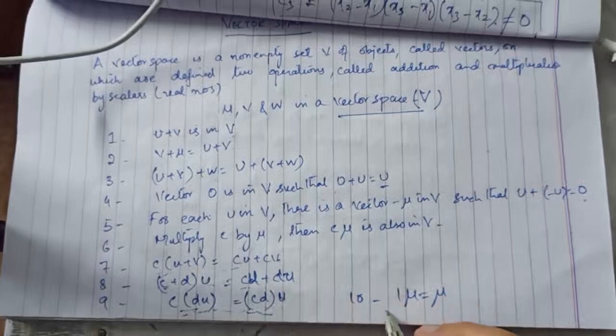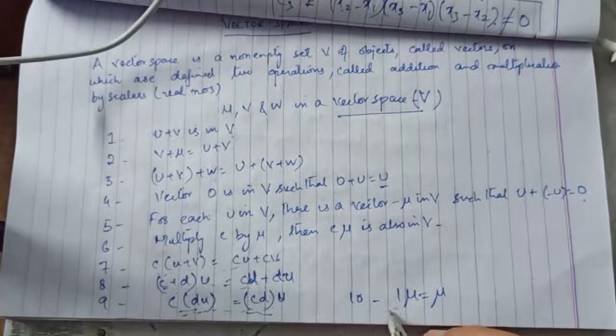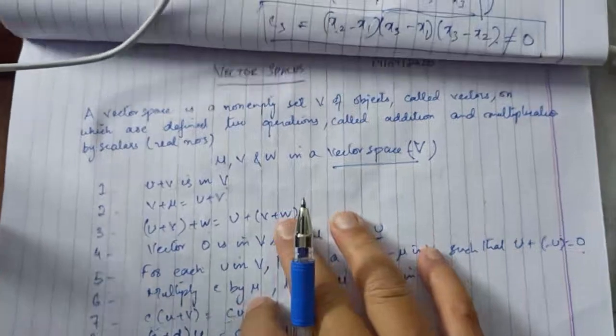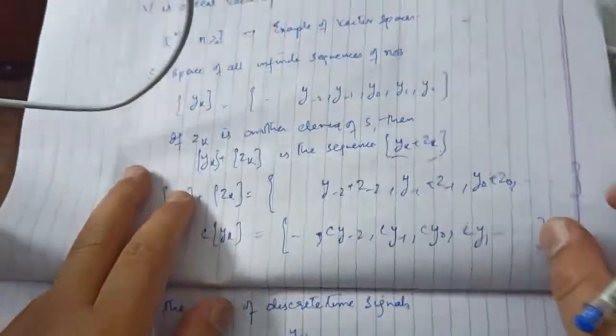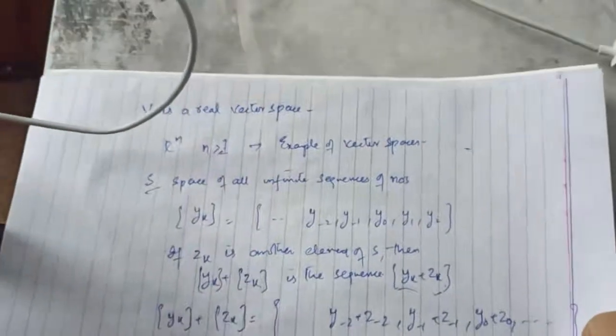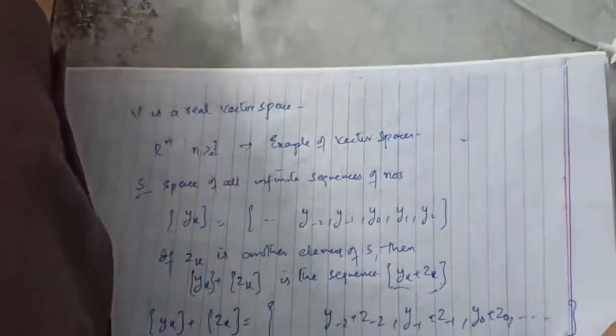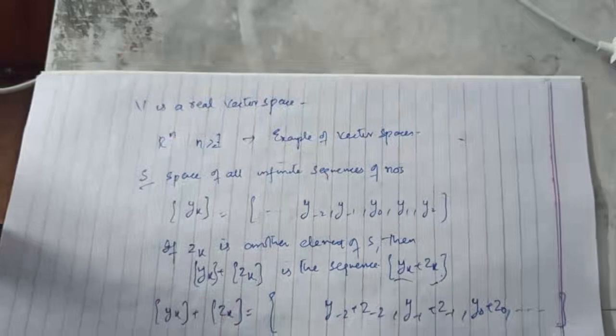And then the 10th one is that there should be a unit scalar such that if you multiply any vector by it, the vector yields itself, right? So this was the last axiom. So these are the 10 axioms that a vector space should follow.